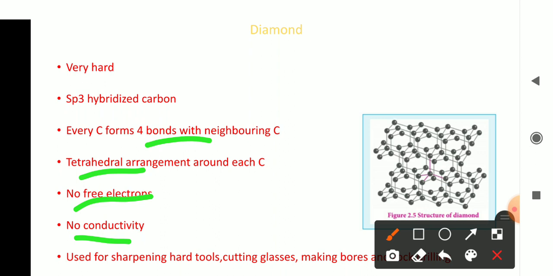And finally, the last point is its uses. It is used for sharpening hard tools, cutting glass, making bows, and also rock drilling. These are the uses of diamond.